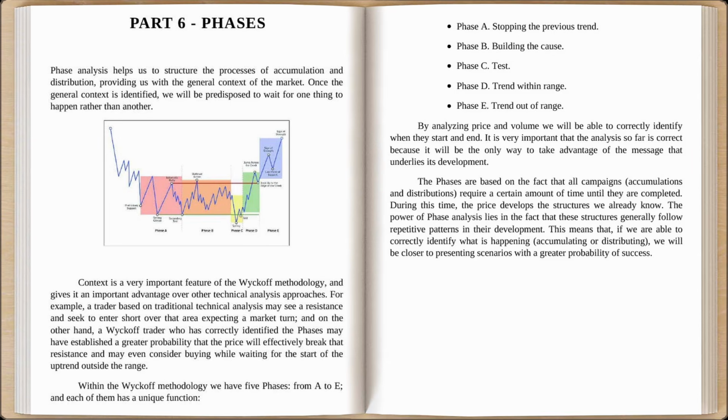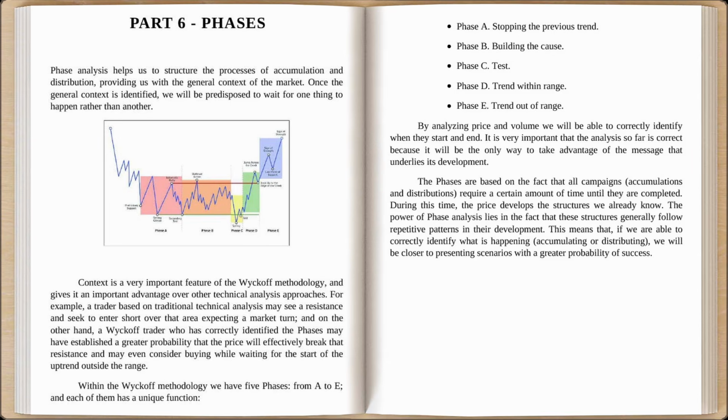For example, a trader based on traditional technical analysis may see a resistance and seek to enter short over that area expecting a market turn. And on the other hand, a Wyckoff trader who has correctly identified the phases may have established a greater probability that the price will effectively break that resistance, and may even consider buying while waiting for the start of the uptrend outside the range.